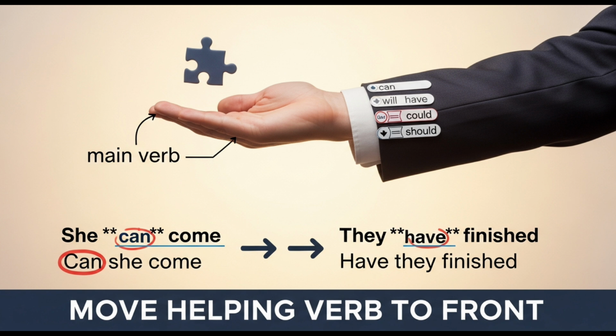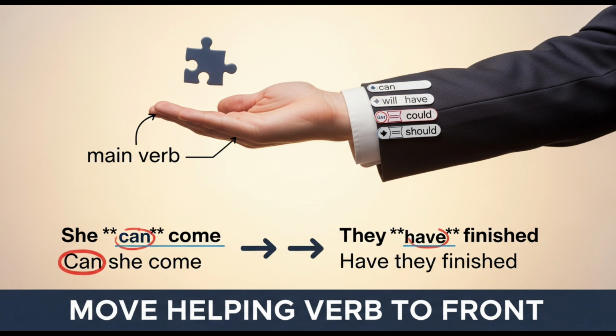So you take the helping verb and you move it in front. What are some other helping verbs? Will is a helping verb. We can put different helping verbs here as an example: she will come, she has come, she should come, she would come. These are all helping verbs. So when you have a helping verb like these, you move the helping verb in front of the subject.